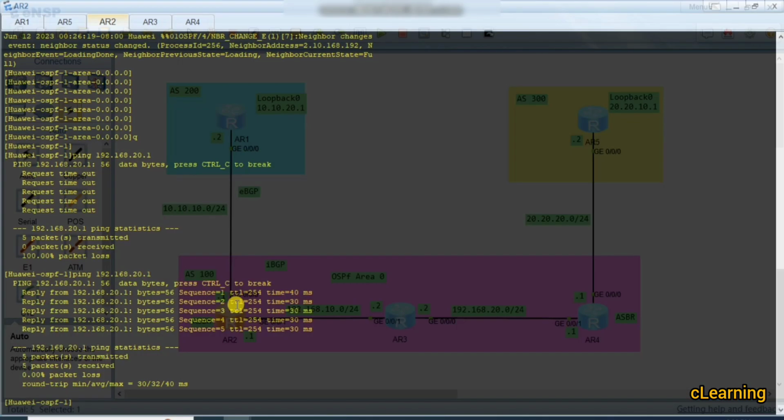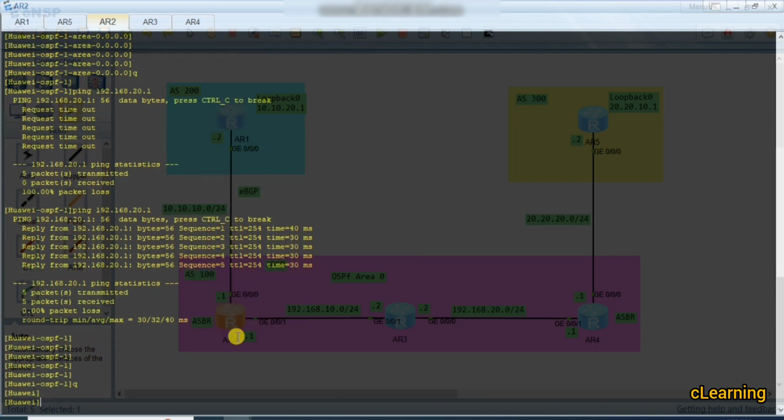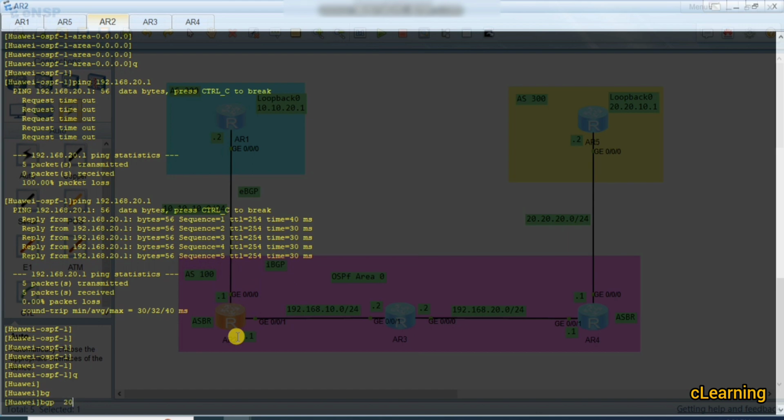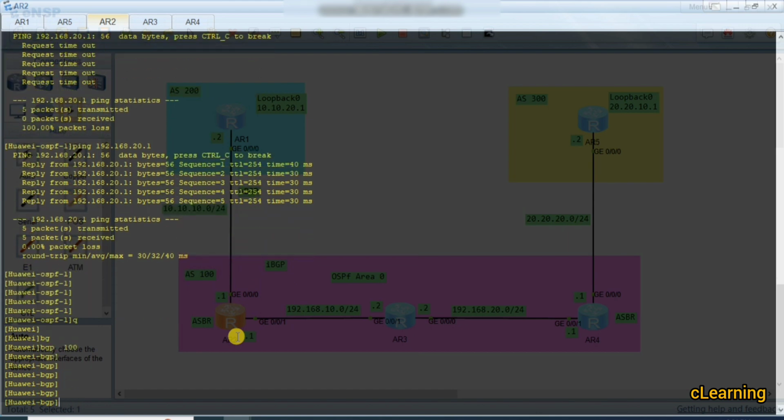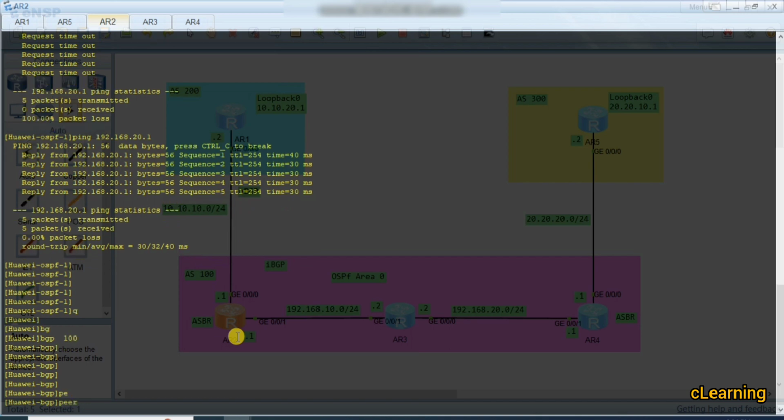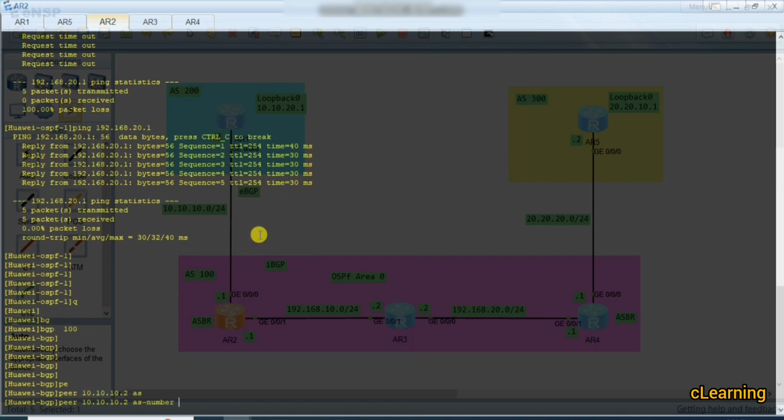Now we also create a peer here. First of all we create the eBGP peer. We are in BGP 100, and now we define the peer here. Peer is 10.10.10.2, which is this one, and what is the AS number of the peer? The AS number of the peer is 200.